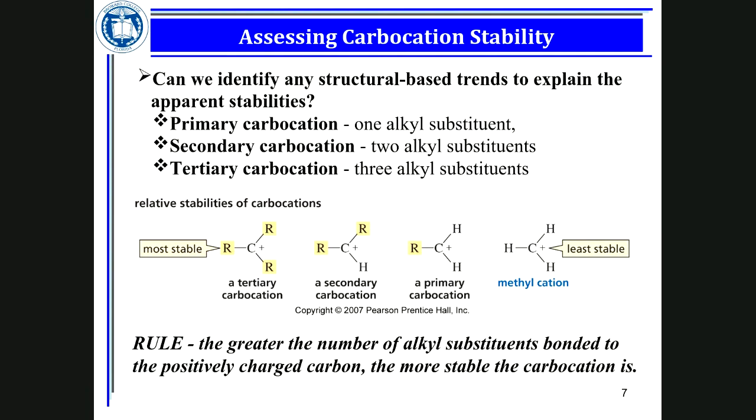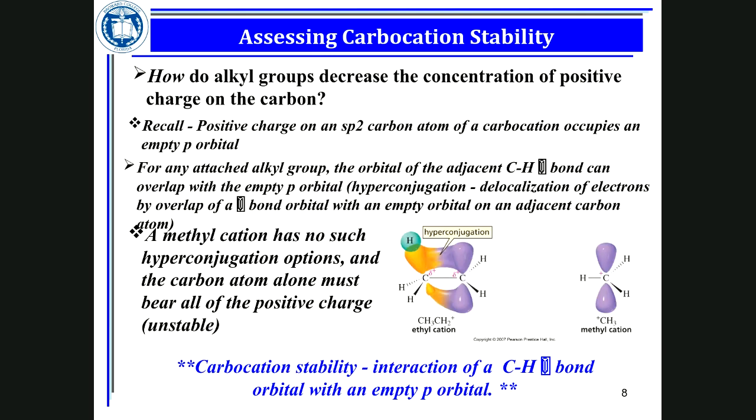Because for primary, you only have one electron donor group that is going to help. For secondary, you have two electron donor groups, as we talked about last class. These are electron donors. And then for tertiary, you get three groups that are electron donors, and they are supporting the carbocation with electron deficiency. So the greater number of substitutions is going to give higher stability to the carbocation.